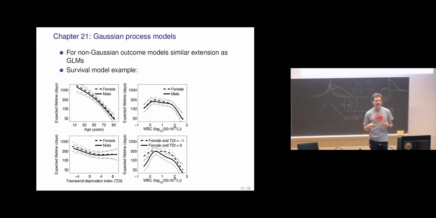If we have a non-Gaussian outcome model, here the example is survival model, and survival times are always positive. This was log logistic model, and then it's a similar extension as for these generalized linear models, and here we've been able to find also nonlinear effects, especially this white blood cell count effect there.